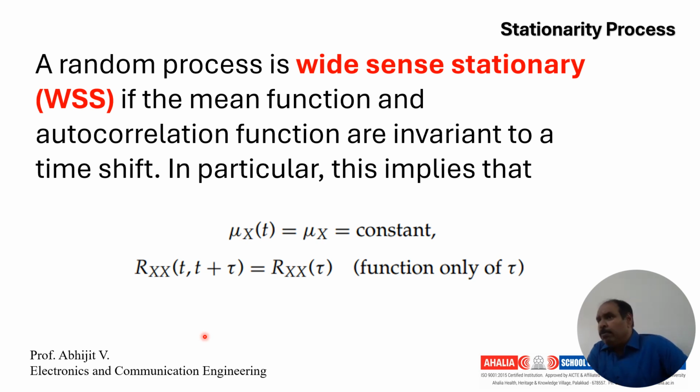We will commonly be asked questions where they give you a random process and ask you to find out whether this particular process is a wide sense stationary random process or not. The two conditions you have to keep in mind are that the mean function is constant and the autocorrelation function is also invariant to a time shift, which we call tau. What the autocorrelation function is, we'll see in the coming slides.